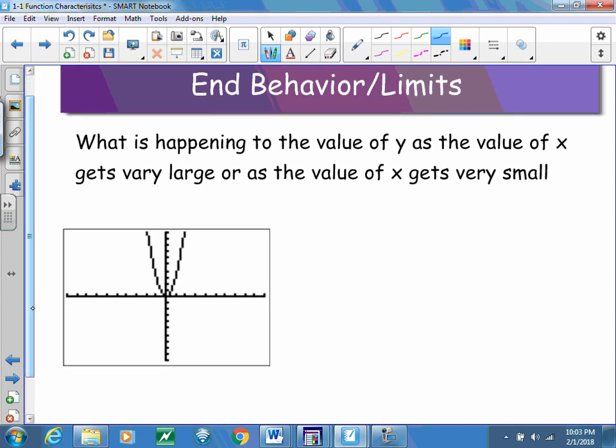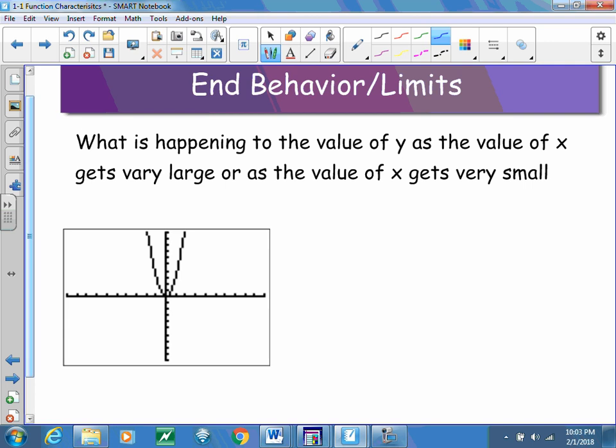Really what limits are is what's happening to your function as x gets really, really big and what happens as x gets really, really small. It's trying to get you to look beyond what you see on the graph and what's happening in, again, the end. That's why it's called the end behavior.